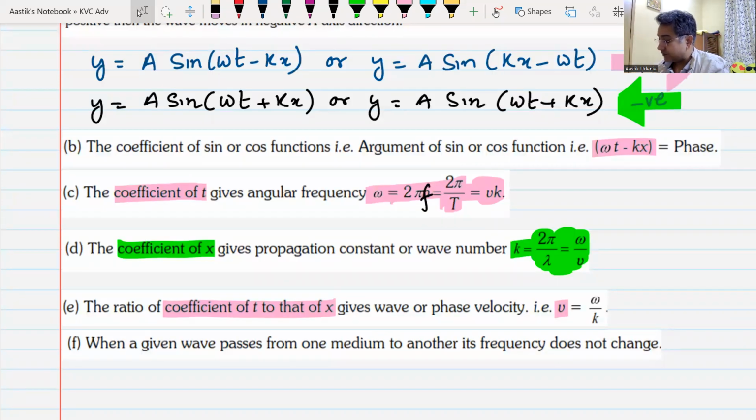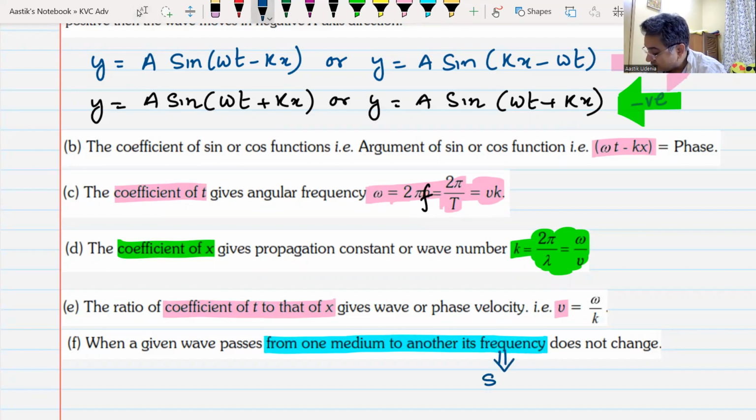When the wave travels from one medium to the other medium, one thing always remains constant, that is the frequency. Why does the frequency remain constant? Because frequency depends on the source. Unless you change the source, you will not be able to change the frequency. What changes is the wavelength, and since the wavelength changes, the speed of the wave also changes. Because v is equal to f lambda, we have seen that.